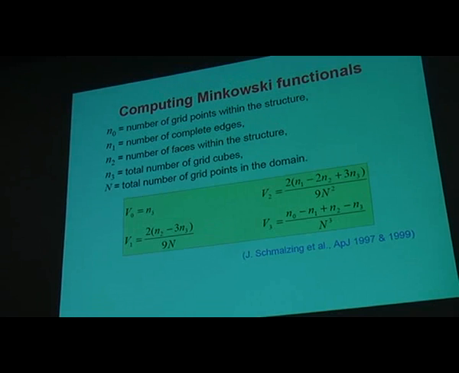Fortunately, there are very simple ways to calculate Minkowski functionals, again based on rigorous mathematics. To calculate all these four functionals, the only thing you need to do is to count the number of grid points, imagine a cubic grid, within your structures, the number of complete edges of your grid within the structure, the number of complete faces within the structure, the total number of grid cubes within your structures, and big N, the total number of grid points in the domain. And then it can be proved that the four functionals can be expressed in terms of these 5 numbers, which can always be obtained by simply counting grid points within your structures.